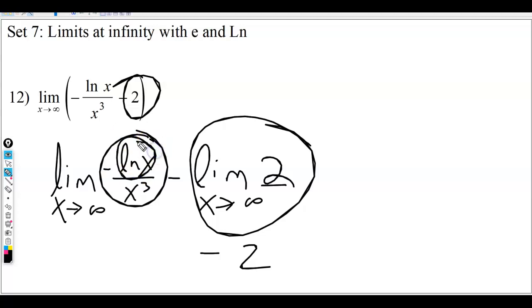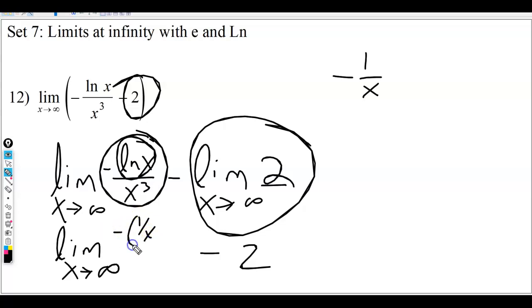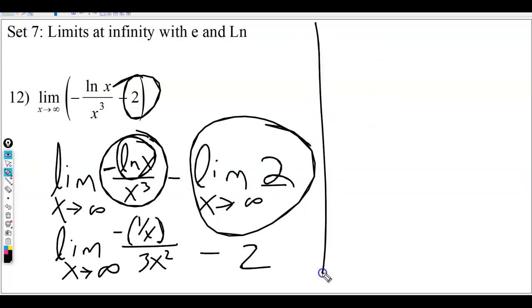So let's do the derivative of the top, which is 1 over x. Well, I guess I'll write it down. The derivative of ln of x is 1 over x. Negative stays because it was there to begin with. And then the derivative of the bottom is 3x squared. Now what I'm going to do here is simplify this complex fraction. We don't like complex fractions when we're doing limits in calculus, so we simplify them. So I'm going to multiply the top and the bottom by x. That leaves me with the following.